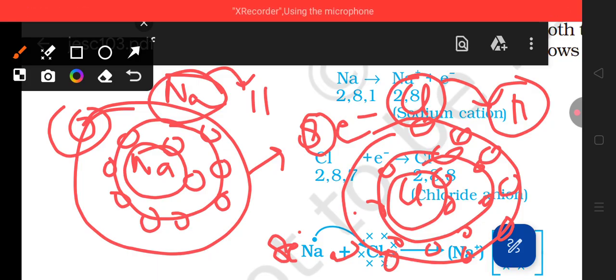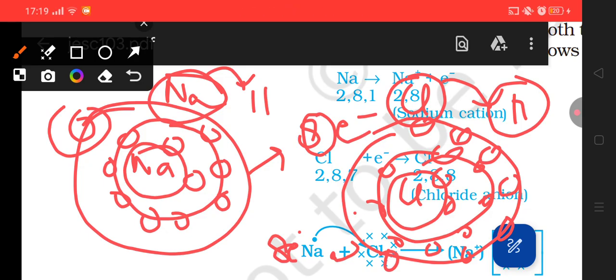So what will chlorine do? Chlorine will gain one electron. And what will sodium do? Sodium will lose one electron. So now these both are partners. One wants one electron and the other wants to lose one electron. So what will happen? These two will come together. Sodium will give its one electron and chlorine will gain that one electron.